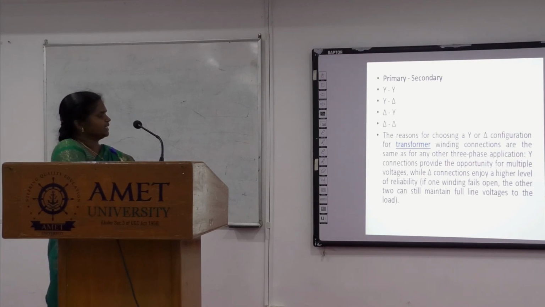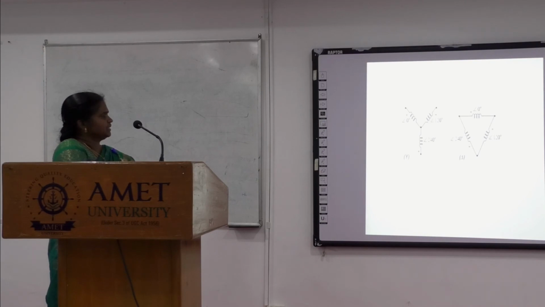The reasons for choosing a star or delta configuration for transformer winding connections are the same as for any other three-phase application. Star connection provides the opportunity for multiple voltages, while delta connections enjoy a high level of reliability. If one winding fails open in a delta connection, the other two can still maintain full line voltages to the load. As I said earlier, in delta connection, VL equals V phase. So wherever higher reliability is required, when one winding goes out, we can still get the required voltage with the other two windings.